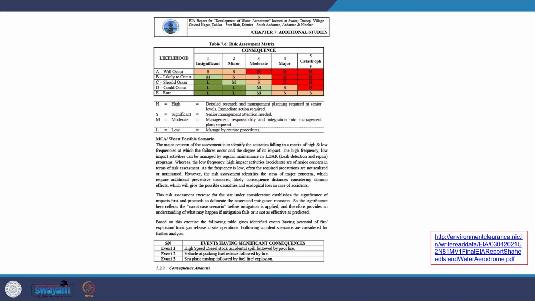You can also see the risk assessment matrix here. So you see the likelihood of any kind of risk happening. A to E, you can see: will occur, likely to occur, should occur, could occur, till the consequences: insignificant, minor, moderate, major, catastrophic. So you see how they have analyzed it here.